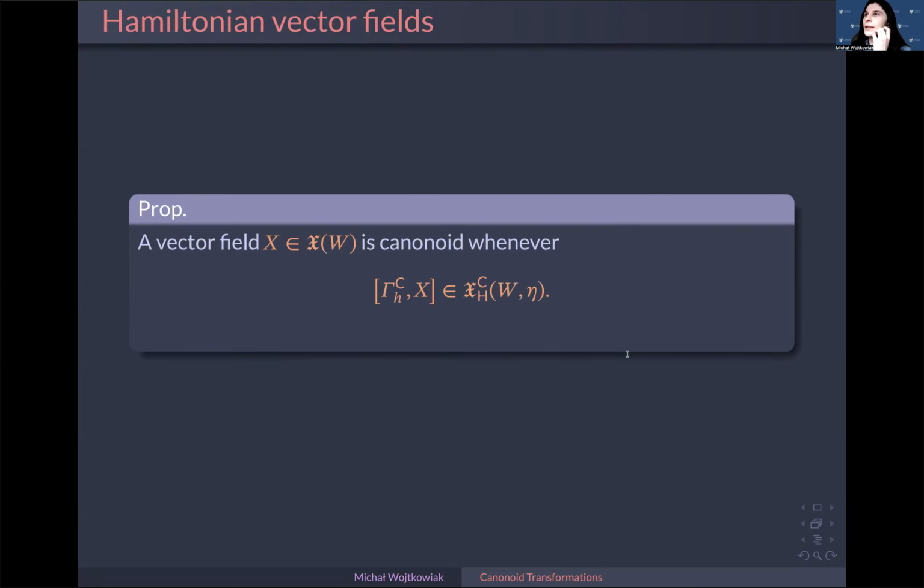And again, in an analogy to the symplectic case, we have a way to check if a vector field is canonoid, and it is canonoid if it commutes with the dynamical vector field, giving another Hamiltonian vector field, just like before.